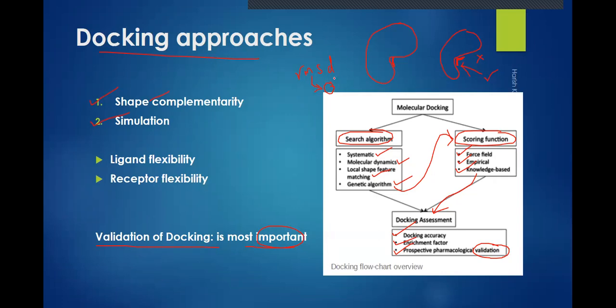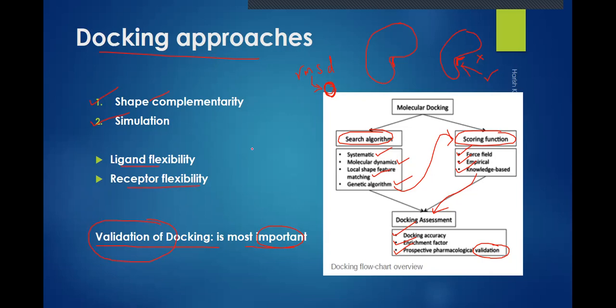So the larger the value of RMSD, the worse the docking protocol would be. The closer the value of RMSD is to zero, the better the docking protocol. So validation of docking is the most important. We have also talked about ligand flexibility and receptor flexibility in our previous lecture.